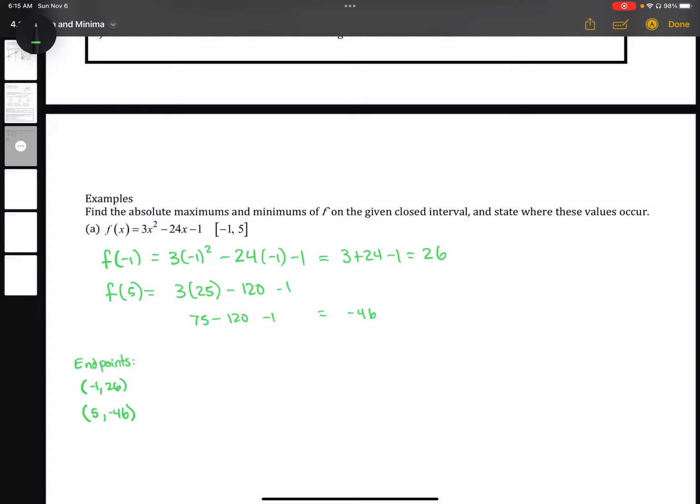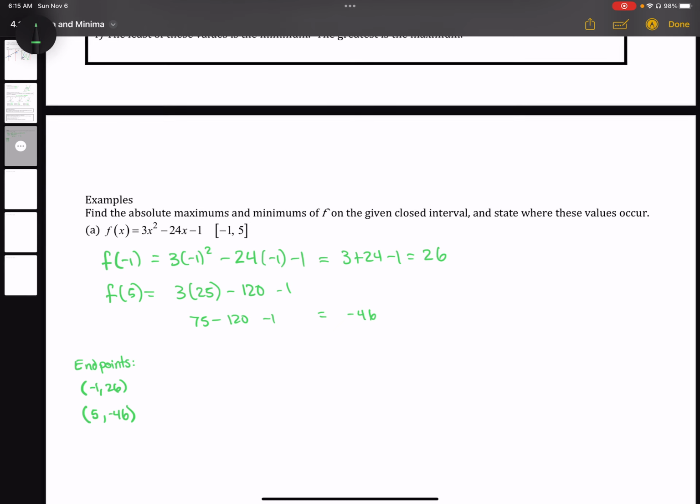So the next thing that we need to check is, do we have critical values somewhere inside our interval negative 1 to positive 5? So that means that we need to find our derivative. So f prime of x is equal to 6x minus 24. And if we set that equal to 0, we get the equation 6x equals 24. And if we divide both sides by 6, x equals 4. So 4 is our critical value.